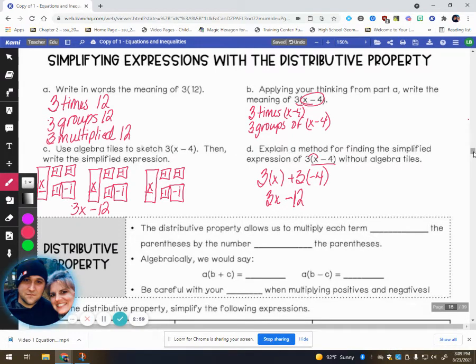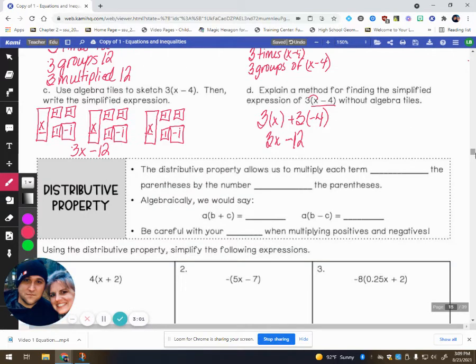Okay, so the distributive property allows us to multiply each term inside the parentheses by the number outside the parentheses. Let's read that one more time. The distributive property allows me to multiply each term inside the parentheses by the number outside the parentheses. So algebraically, we would say that this is a times b plus a times c, because I took what was outside and multiplied it by both things inside.